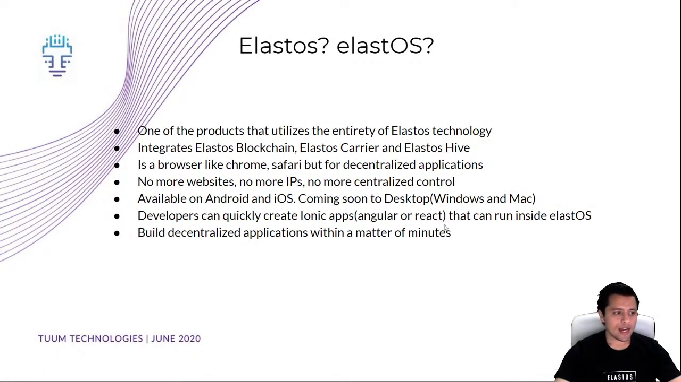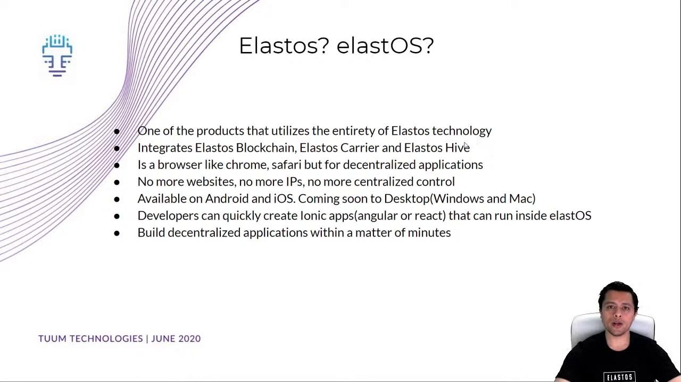All right, we're running out of time here, but I have some demos, not much to go through. I wanted to introduce Elastos, because there's a lot of confusion there. Elastos is a project name. Elastos is a product name. That is our product that is available on Android, and it will soon be available on iOS, and in the future it will be available on desktop. But this is an app browser that utilizes the entirety of Elastos technology.